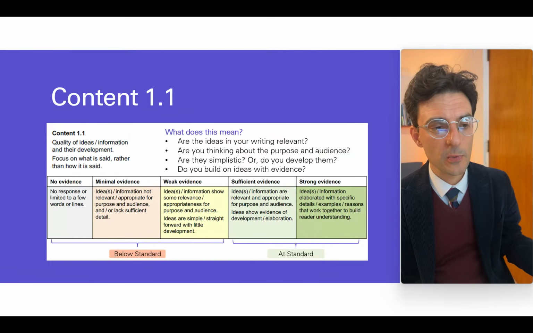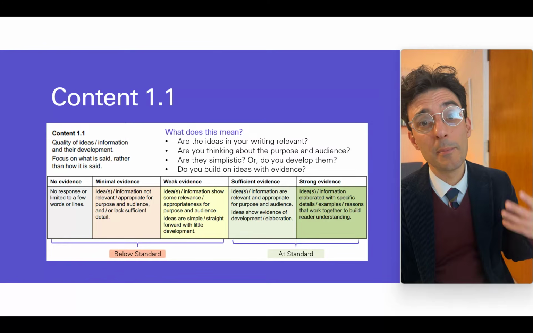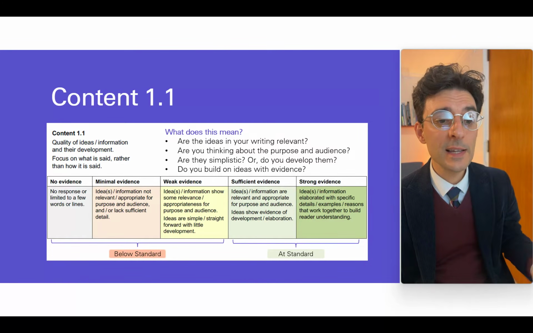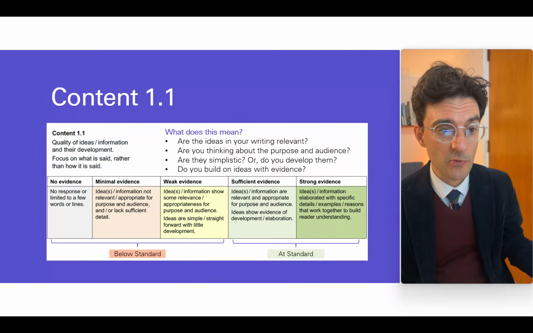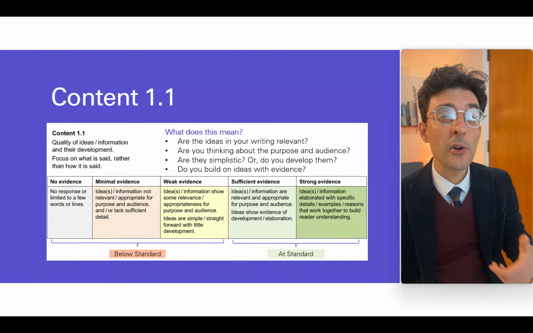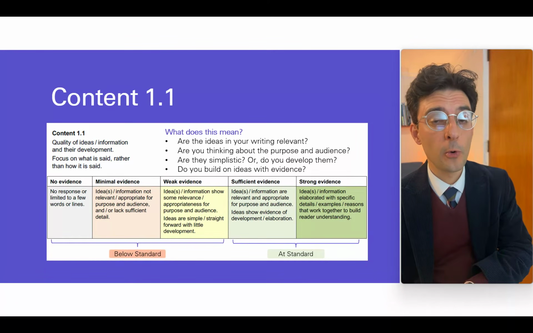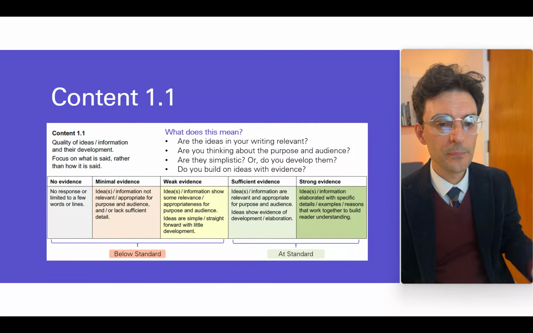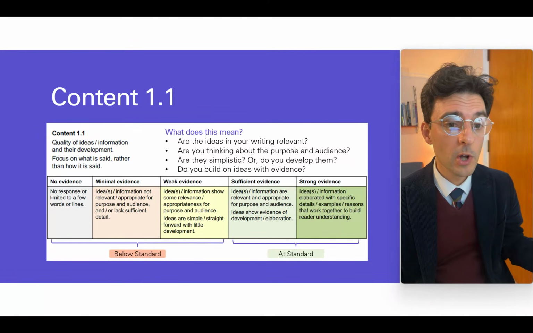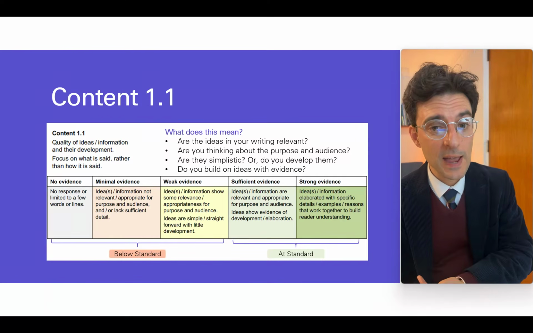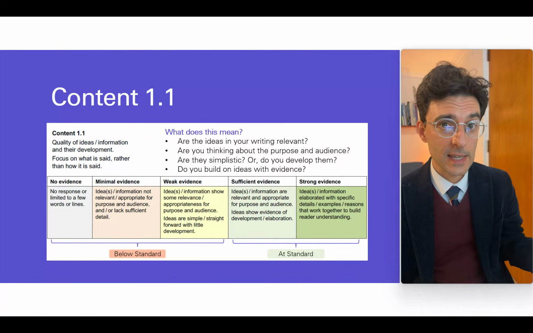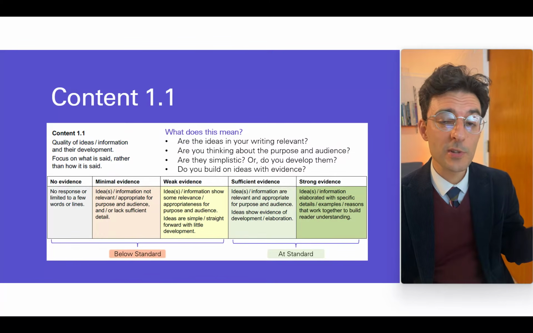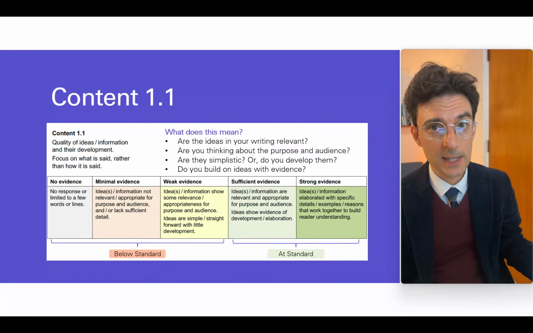Content is the first one. What is content? It's all about the ideas. Basically, are the ideas in your writing good? Are they relevant to what you've been asked to write? Are you thinking about why you're writing and who you're writing for, and do your ideas suit that? Are your ideas simple, or do you develop them and expand on them with evidence and detail? That is the key to nailing it in terms of content. That is going to get you into the green boxes.